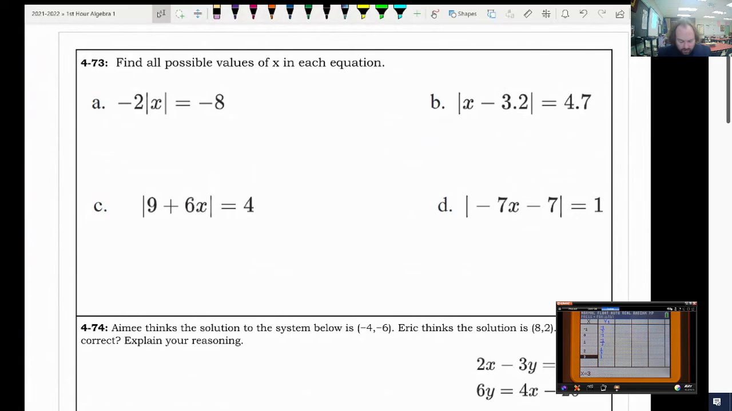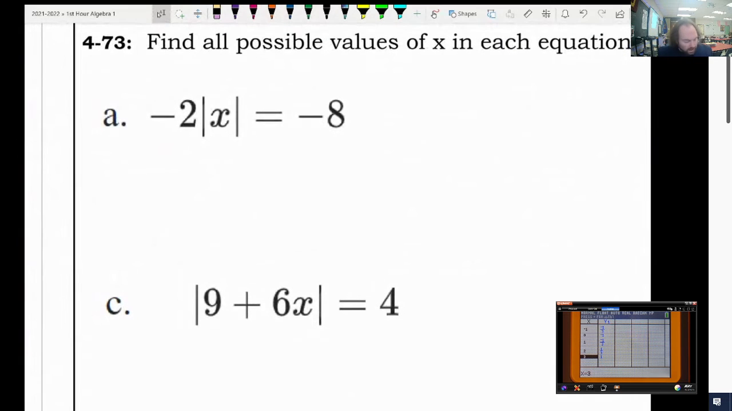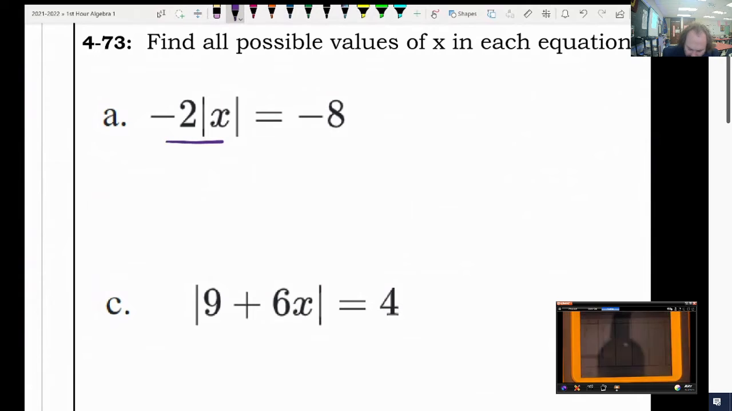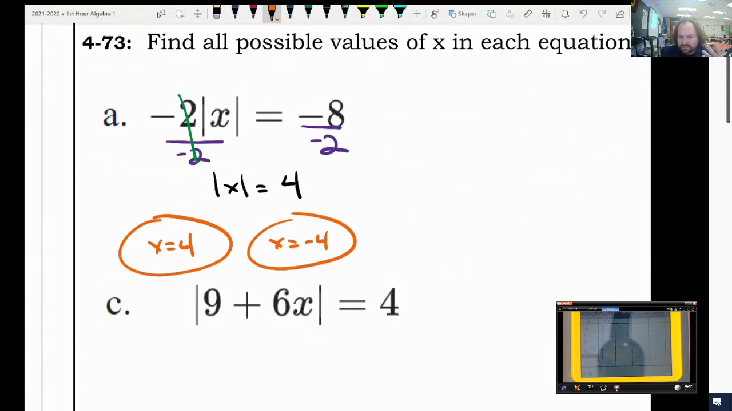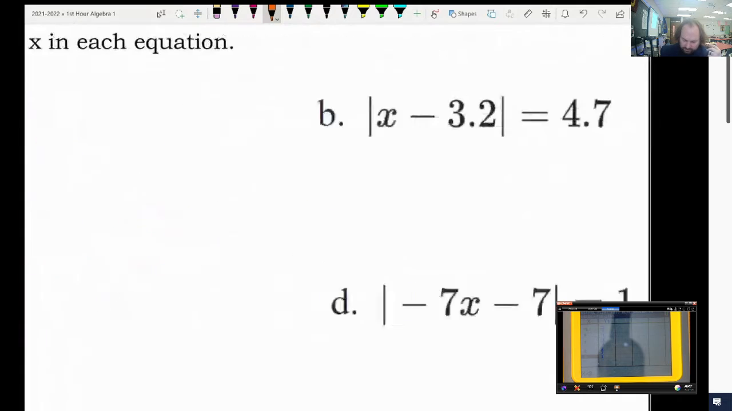Careful on these. Question A, I noticed right away, you might be tempted to split this into two equations right away, but you have to get the absolute value by itself first. So we're going to start by dividing by -2 on both sides, which cancels out this, and we're left with the absolute value of x equals 4. And this has two answers, because x could be 4, or x could be -4. Both of these have the same absolute value of 4. So remember, there's two solutions for these.